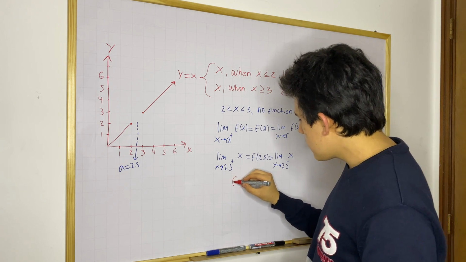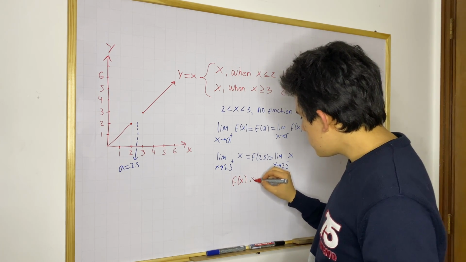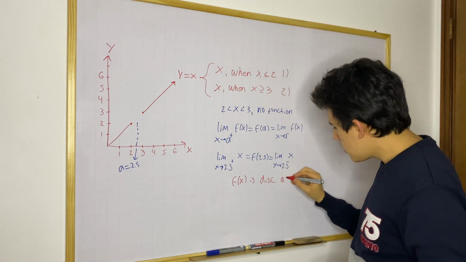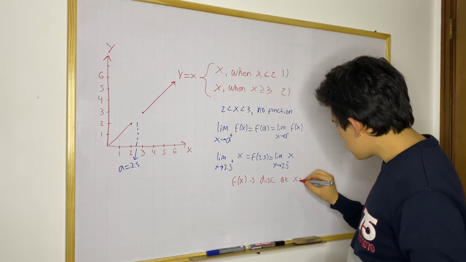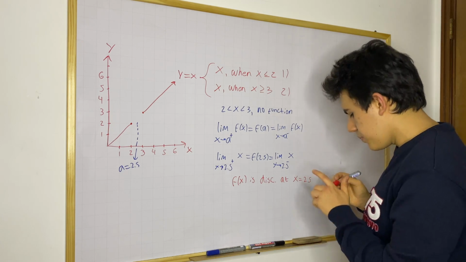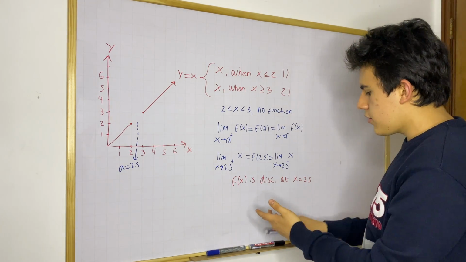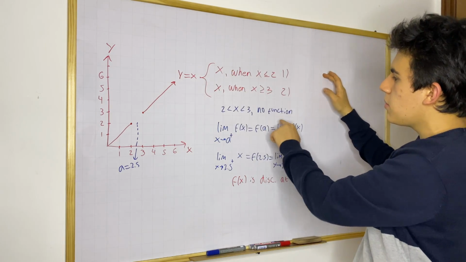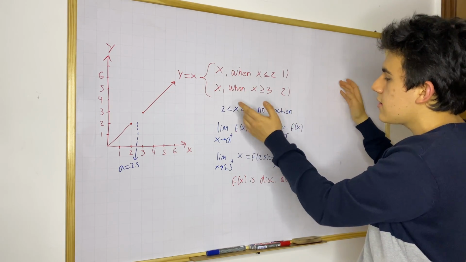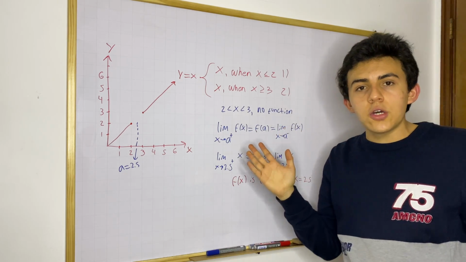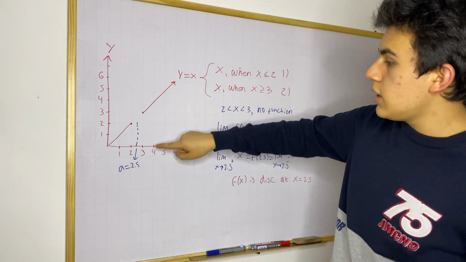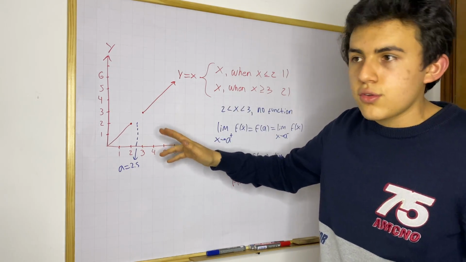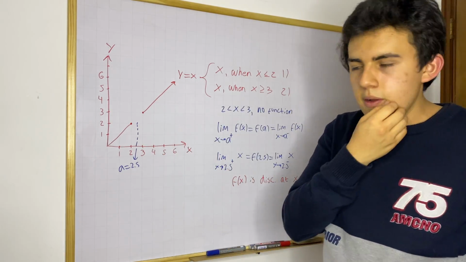So f of x is discontinuous at x equals 2.5, okay? And now you know why that is true, because 2.5 doesn't really qualify for these two statements, but it qualifies for this one. And what does this statement say? Well, we don't want any outputs. And graphically, you can see that. If you go between 2 and 3, you can see here that there's nothing, so you're not going to be able to put any number.